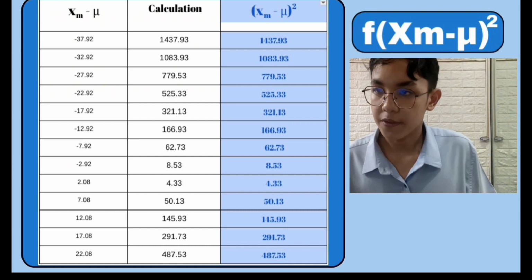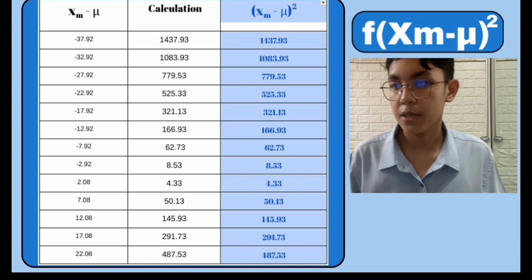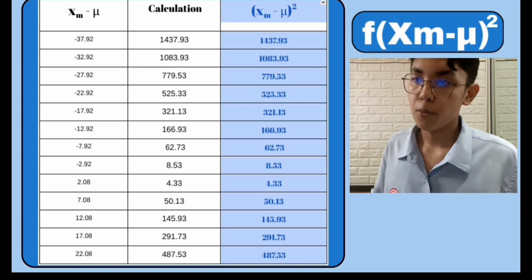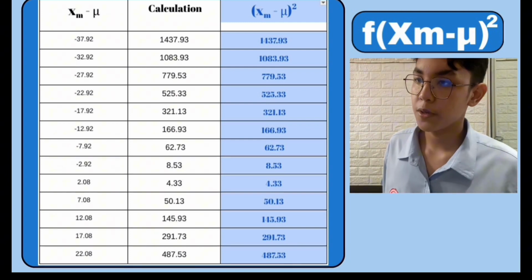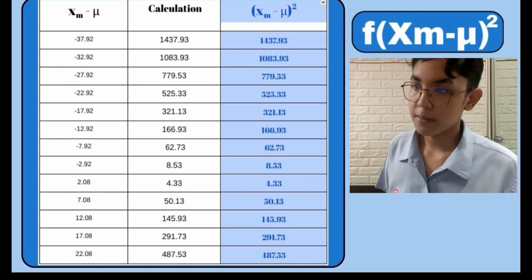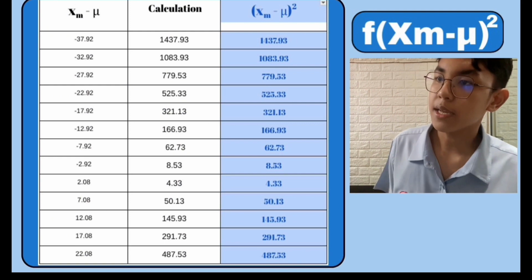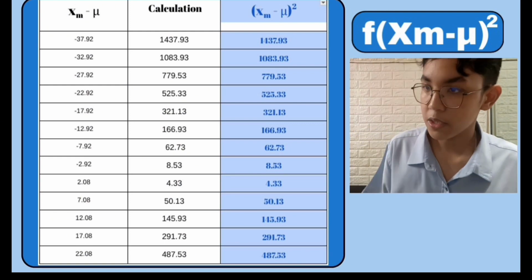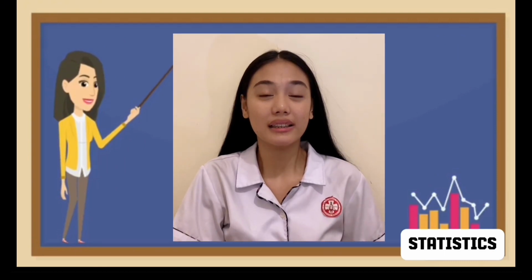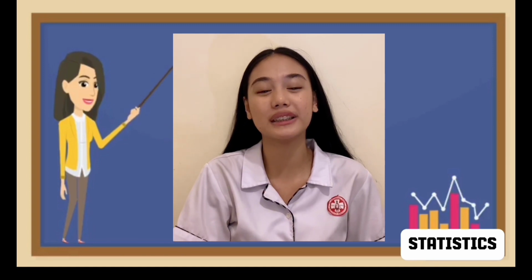4 times 8.53 is 34.12. 5 times 4.33 is 21.65. 2 times 50.13 is 100.26. 3 times 145.93 is 437.79. 1 times 291.73 is 291.73. And 2 times 487.53 is 975.06. We have now completed the step-by-step procedure in constructing a frequency distribution table.